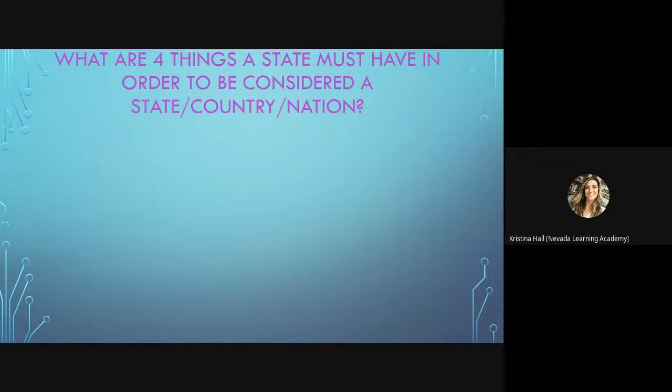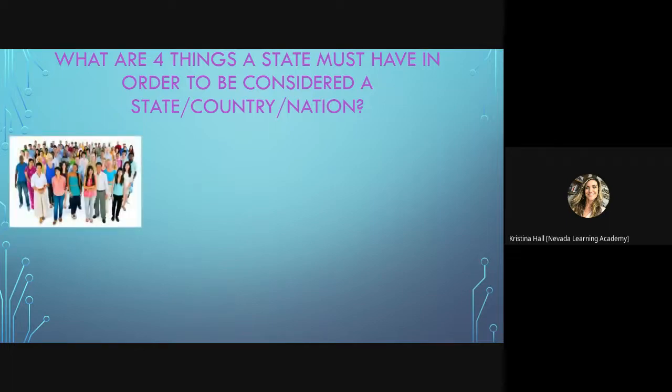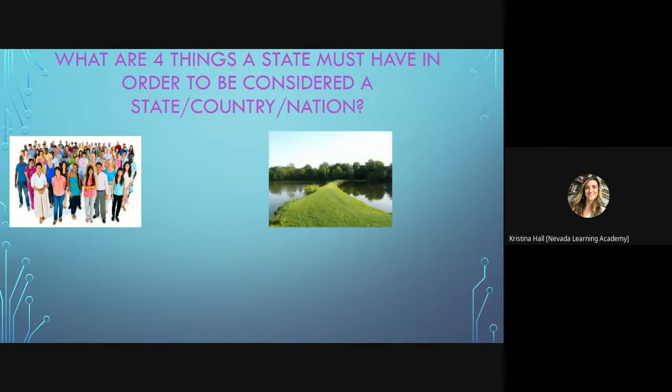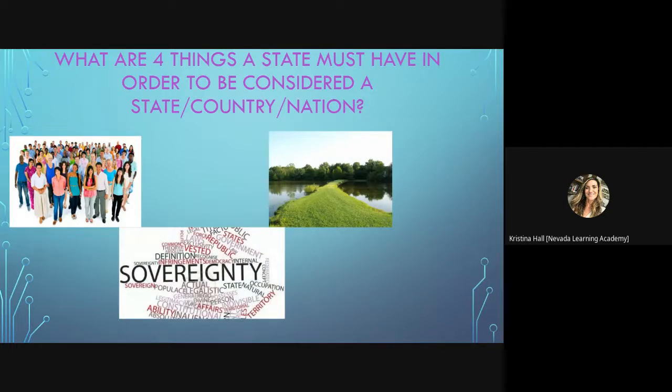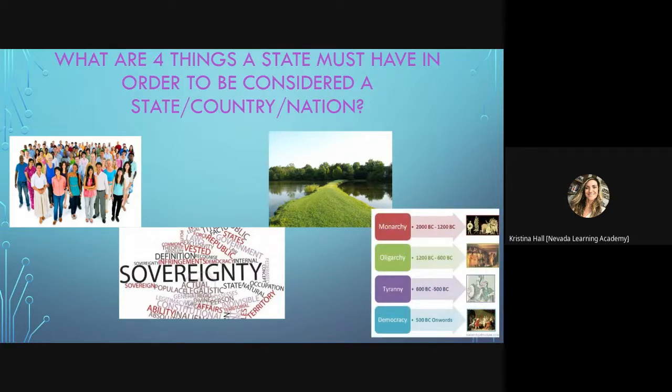All right, 4 things a state must have in order to be considered a state, country, or nation, that eventually operates under a government. You have to have people, that group of people. You have to have land, that territory. You have to have sovereignty, so that's some sort of declaration that you are independent, that you are free of someone else's bond or hand. And then you have to set up a government.